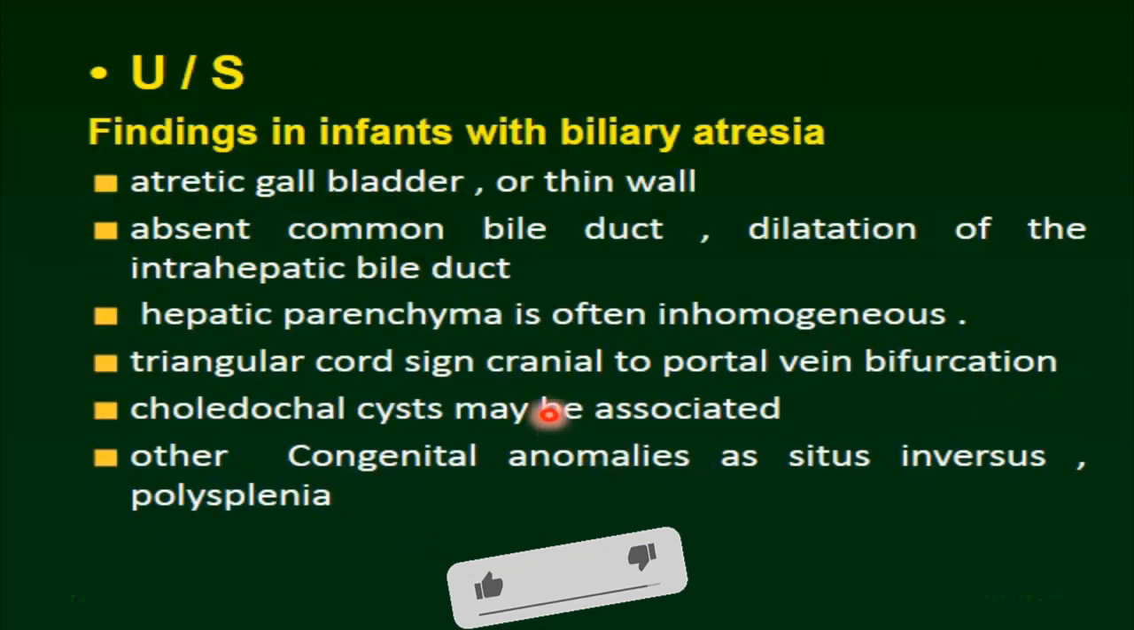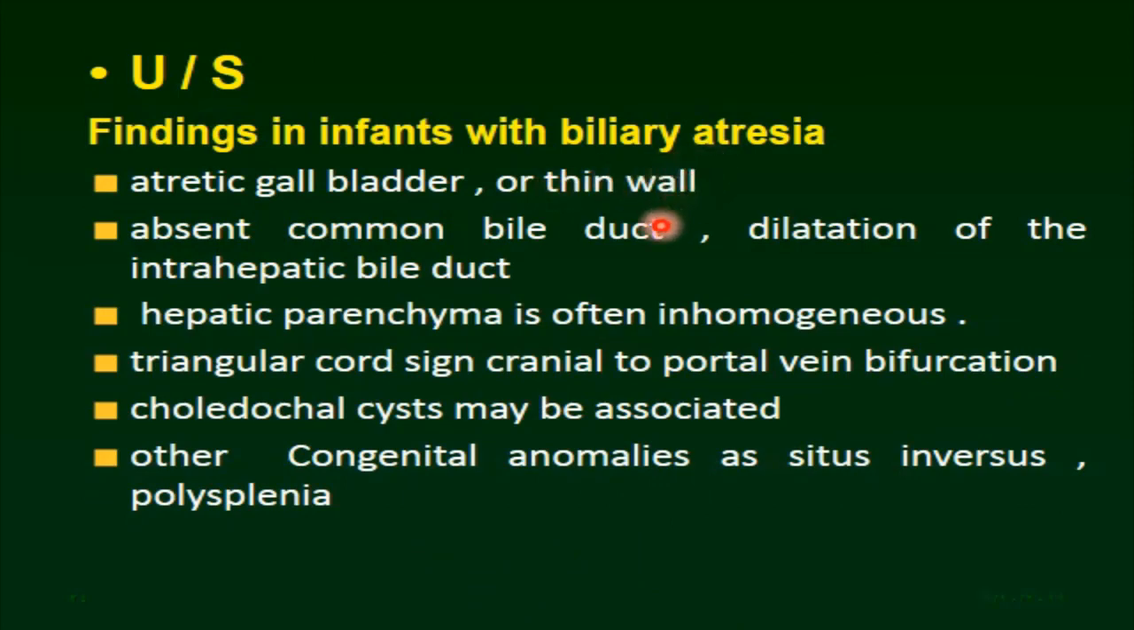Now, what is the ultrasound finding in an infant with biliary atresia? We can see an atretic gallbladder or thin wall, absent common bile duct or dilatation of the intrahepatic bile duct, and hepatic parenchyma that is coarse and inhomogeneous. The triangular cord sign, which is cranial to the portal vein bifurcation, may be associated with cases of biliary atresia. Choledochal cyst: we can see a rare situation of choledochal cyst associated with biliary atresia. Also, we can see other congenital anomalies, such as cytosine versus polycythemia, and so on.